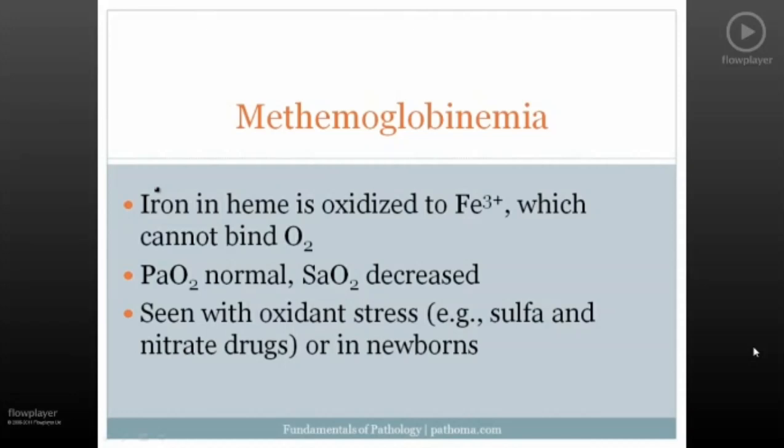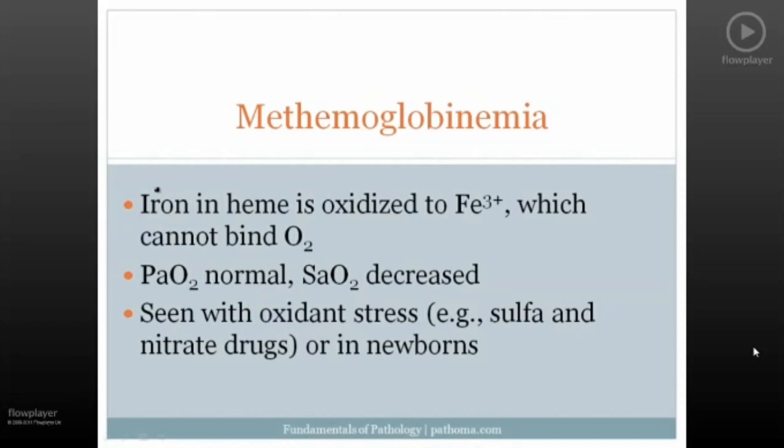And I usually tell my students that this is very easy to remember. Fe2 binds O2. So if the Fe becomes oxidized and goes into a 3+ state, then Fe3+ is not able to bind O2. So if the iron in the hemoglobin becomes Fe3+, that is called methemoglobinemia, and the hemoglobin is no longer able to appropriately carry oxygen.